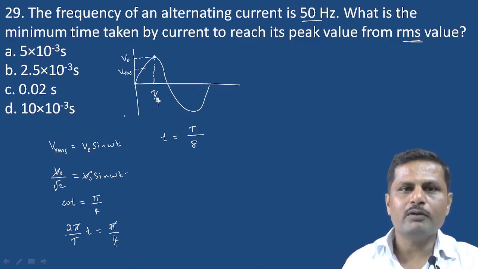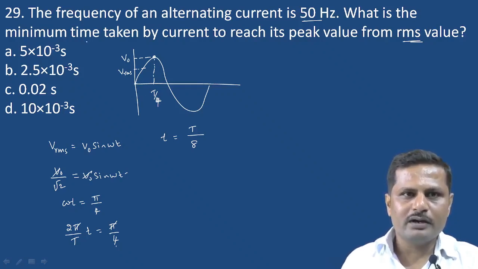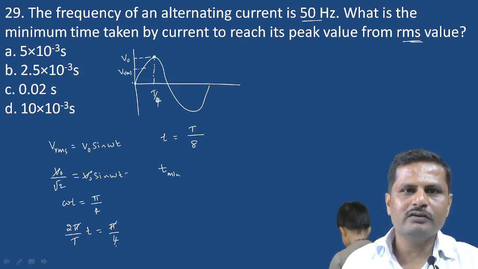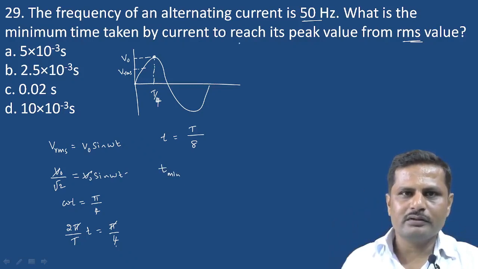But we need to find the minimum time taken by the current to reach its peak value from the RMS value. So we need to deduct this time from T by 4. Therefore the minimum time taken to reach the maximum value from the RMS value is T by 4 minus T by 8, and T by 4 minus T by 8 is T by 8 only.